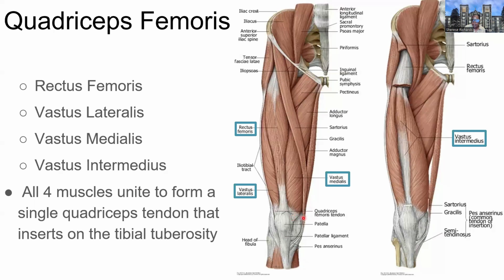Now they form a common insertion via the quadriceps tendon. All four muscles come together to make a common tendon, which invests the patella first. Then it becomes the patella tendon and inserts onto the tibia. Here's where anatomists get very particular. The proximal part of this is the quadriceps tendon. The distal part is the patella tendon. So it's the same structure, just a different name according to the different parts.